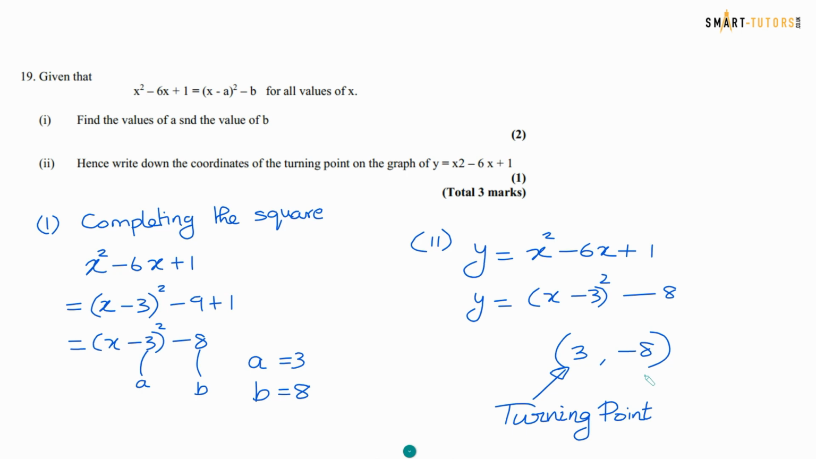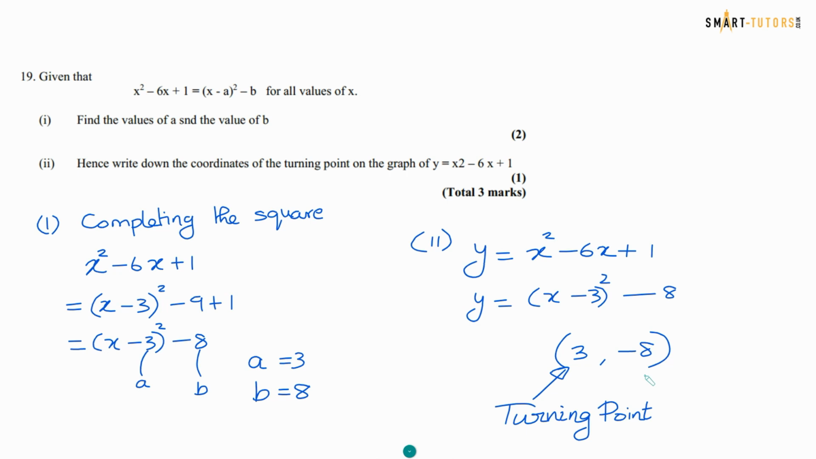x squared minus 6x plus 1. You need to complete the square and find the a and b. When completing the square on x squared minus 6x plus 1, half of 6 is 3, so (x minus 3) whole squared. You need to take away the 3 squared, which is 9, plus 1. So minus 9 plus 1 is minus 8. So a equals 3, b equals 8.